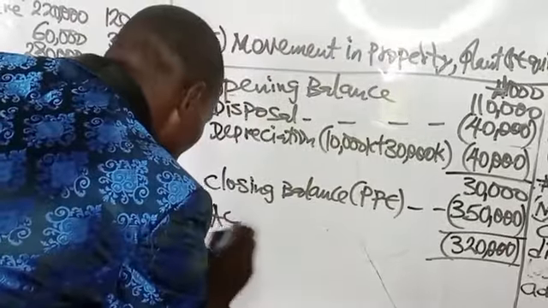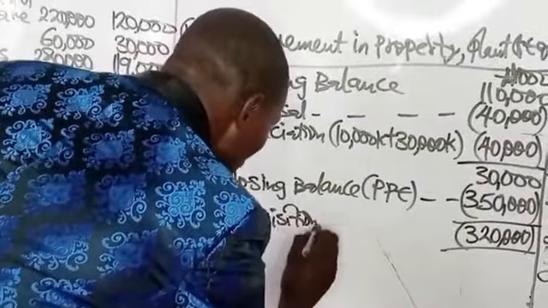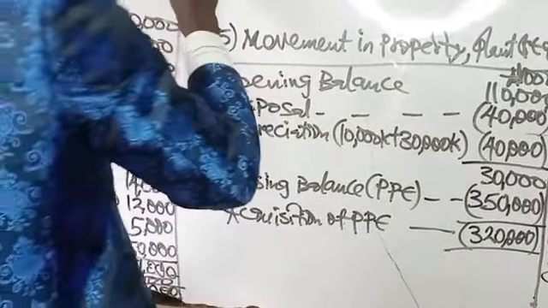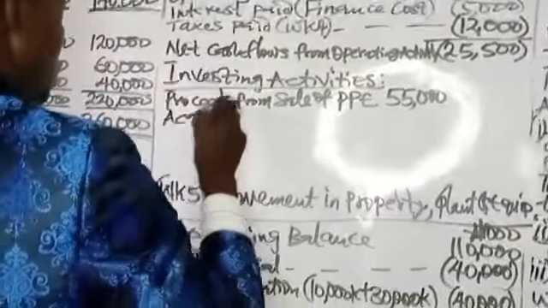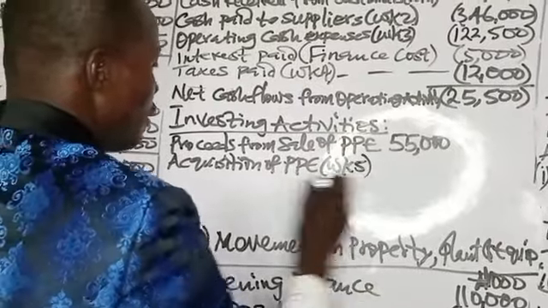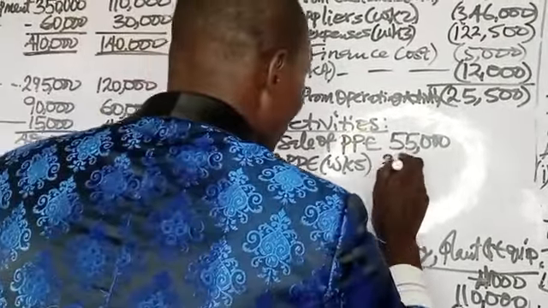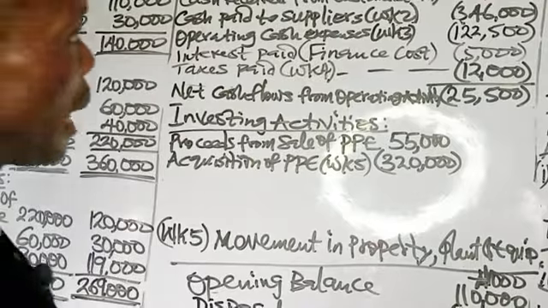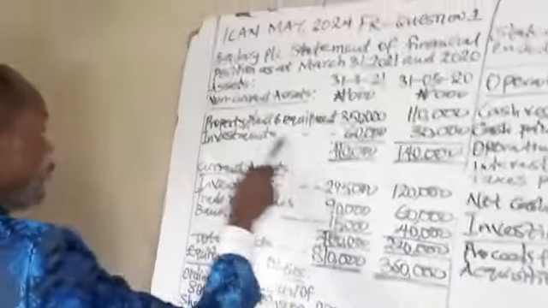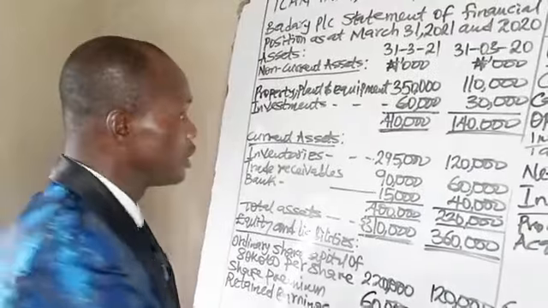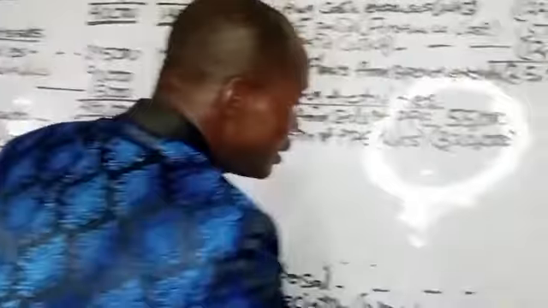That is acquisition of PPE, 320 million. So acquisition of PPE, that is working number 5, which is 320 million. And now flows. Then after property, plant, and equipment, you also have investments. Investment, the opening balance is 30 million, while the closing balance is 60 million. Let's have working number 6.